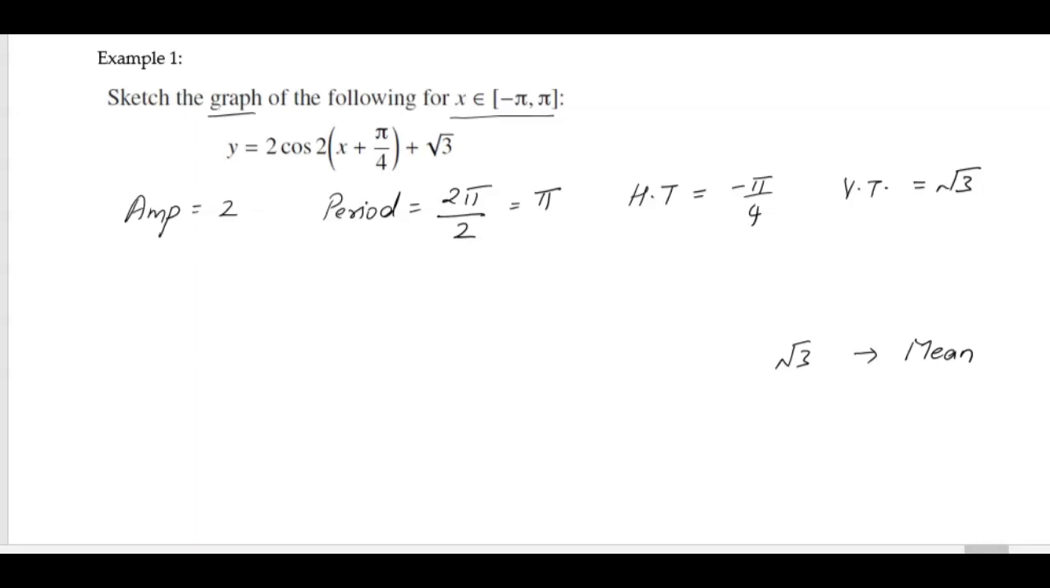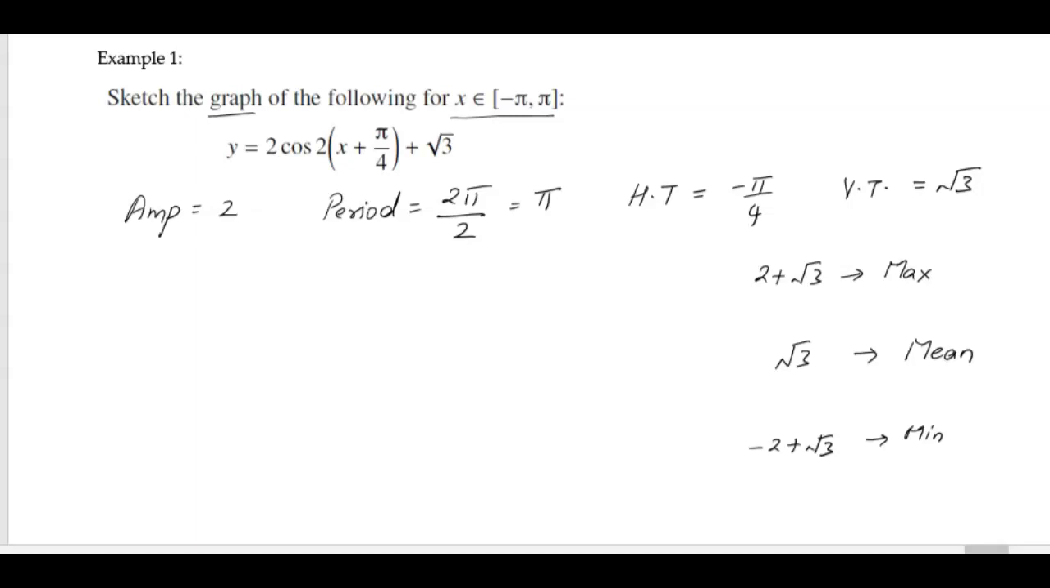The maximum value is going to be the mean plus the amplitude, which is going to be 2 plus the square root of 3. That's going to be the maximum, and then the minimum is going to be square root 3 minus 2, or we can also write it as minus 2 plus square root 3. That's going to be the minimum value of this cos function. Now, like I always say, it's always good to roughly estimate these values, just to make it a little bit easier for us to sketch when we use a graphing page for this scenario.